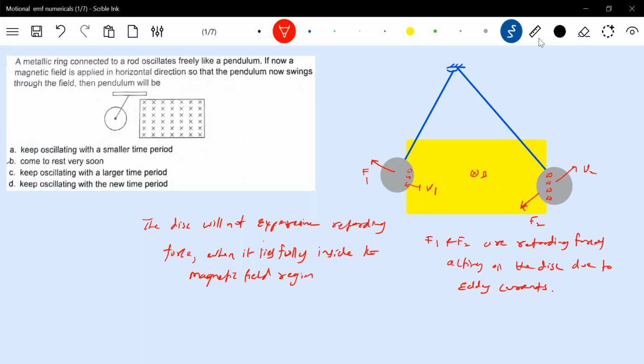So definitely, what do you expect? The speed V2 will be less than V1. You can see that. Again, when it enters again, like that, continuously the speed will decrease, and finally it comes to rest. It keeps oscillating with a smaller time period. Time period is independent of these things. Hope everyone knows.